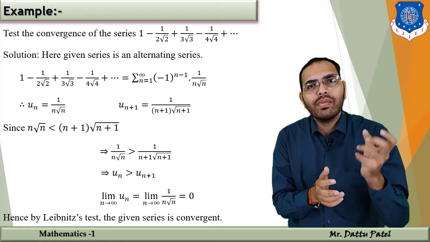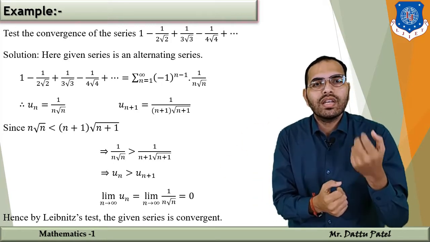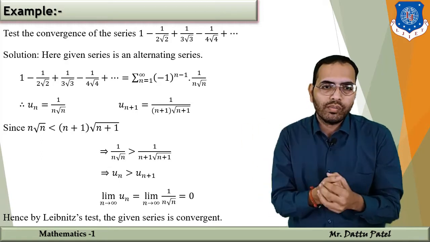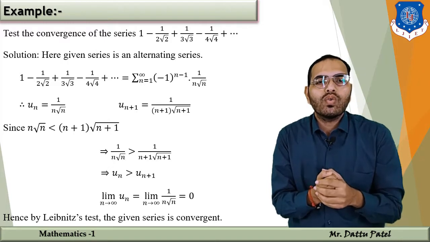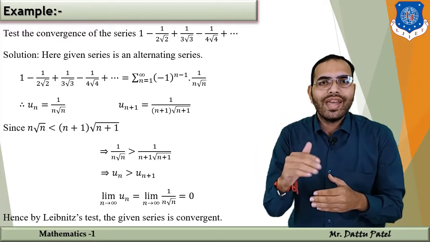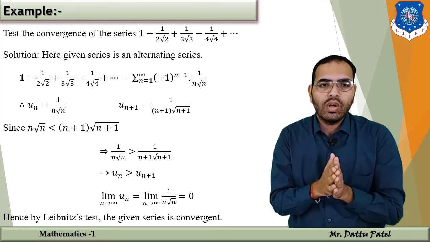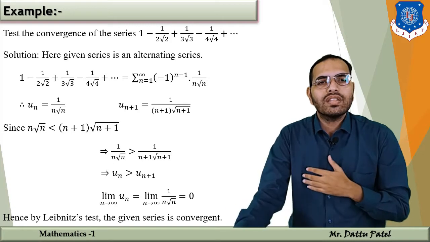That means each term is numerically less than its preceding term, which means our series is in decreasing form. Secondly, limit n tends to infinity of u_n equals limit n tends to infinity of 1 upon n root n. As n goes to infinity, it becomes 0. Then according to the Leibnitz test, we can say that the given series is convergent.